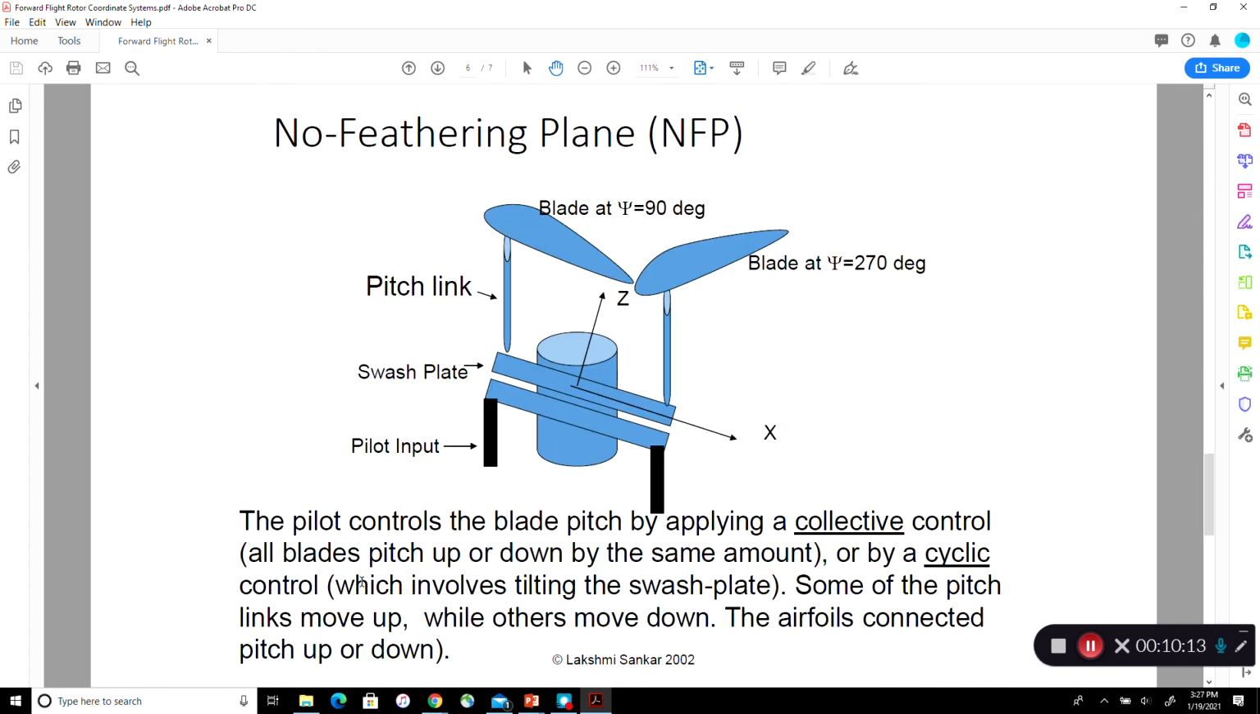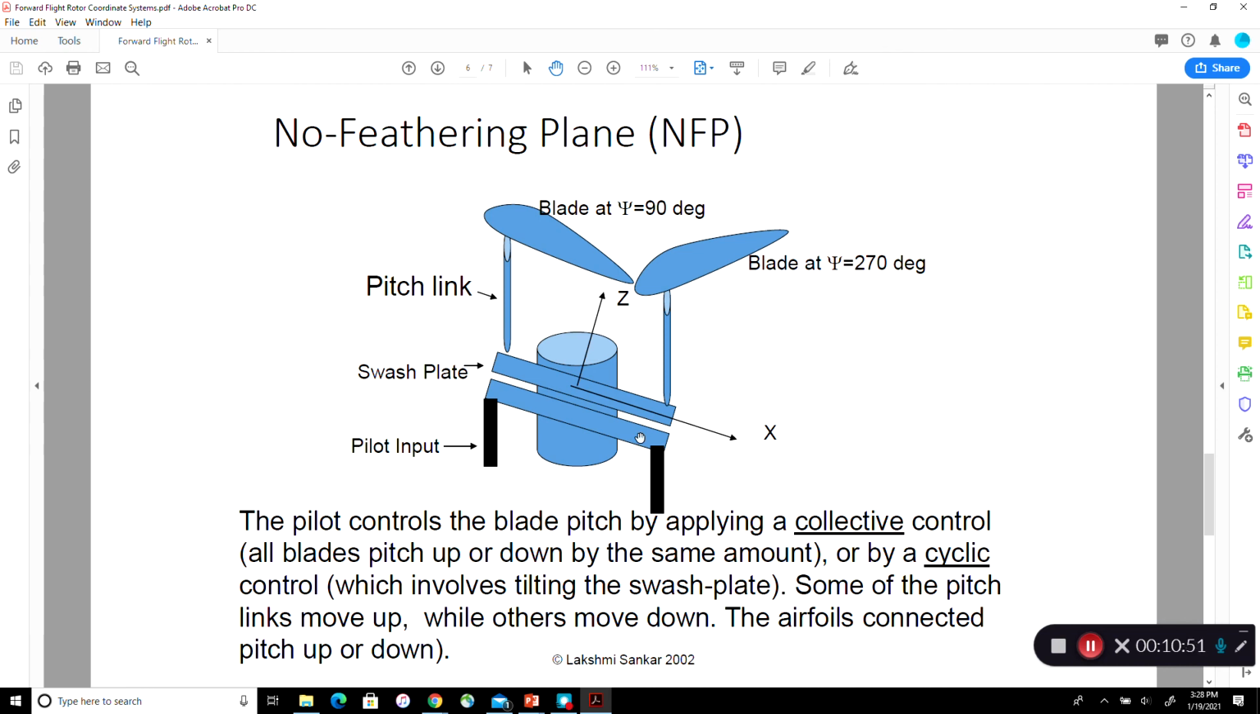The last and final plane is called the no feathering plane. So the rotor has something called a swash plate. There are two swash plates really. One is in the fixed coordinate system. It's attached to the fuselage. So the pilot or an autopilot takes some control actions. They move this pitch link or the push rod up and down. When they do this, we are viewing the helicopter from the pilot's side. Then this shaft tilts forward, backwards. It can also tilt sideways.